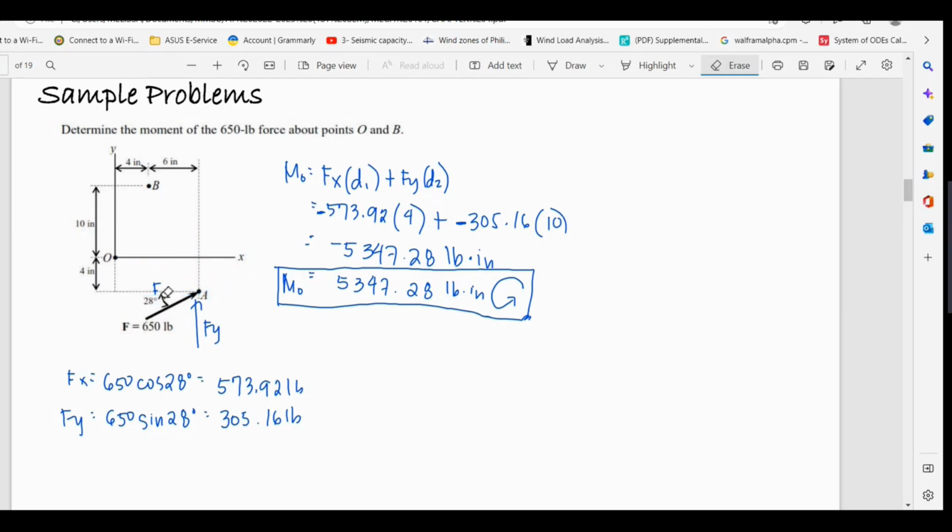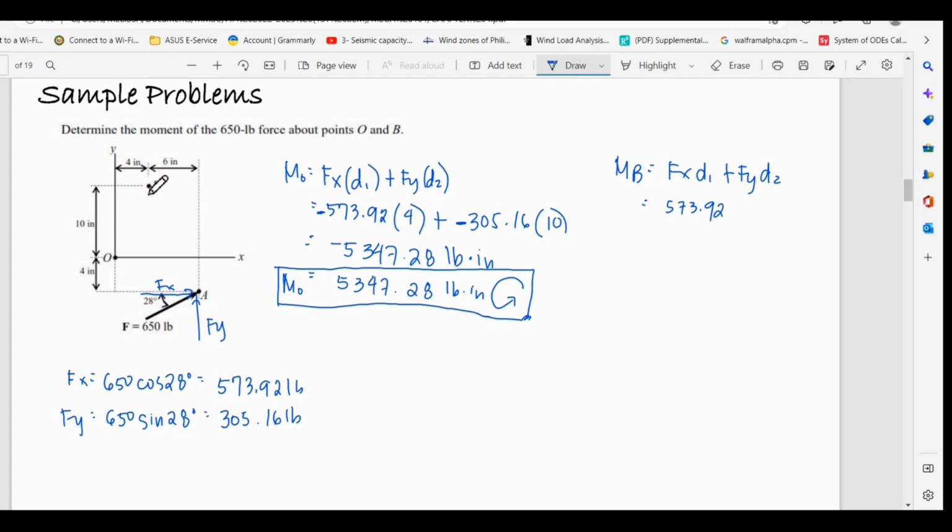So, we have here the point B. Okay, point B. Yan yung point B natin. So, ganun pa rin. Gagamitin natin yung Fx tsaka Fy natin. Okay? So, we have here moment at B is equal to Fx, yung kanyang distance in perpendicular, plus Fy, distance in perpendicular. So, Fx is 573.92. Okay, point B tayo. So, ano yung magiging distance perpendicular to our point B if we are pertaining with force Fx. So, ito yung force Fx natin.